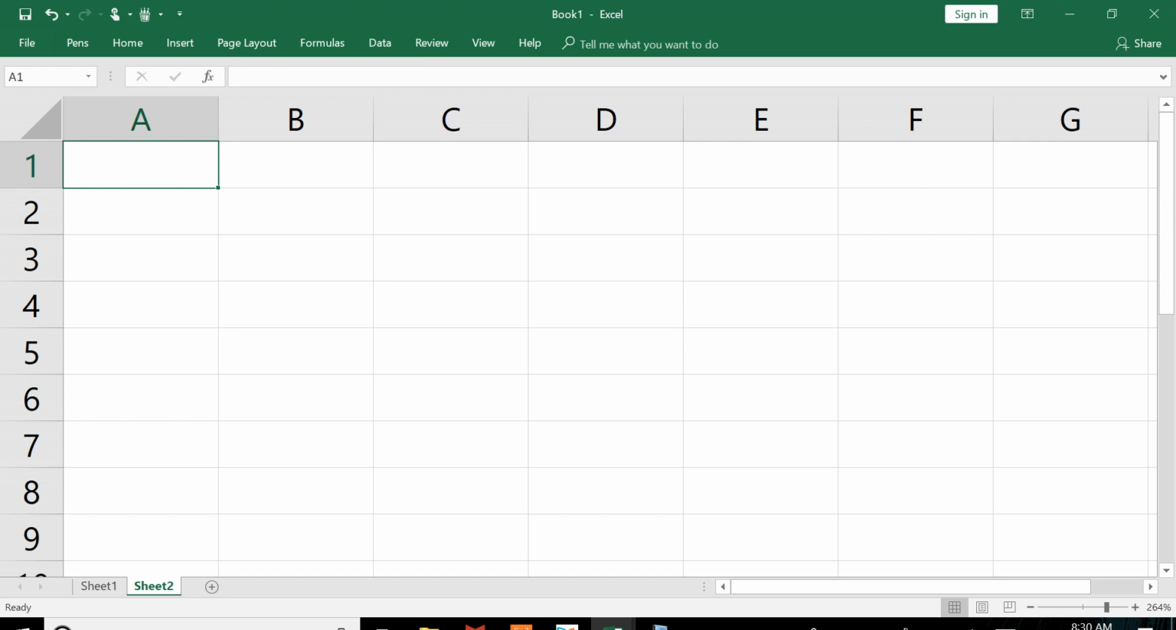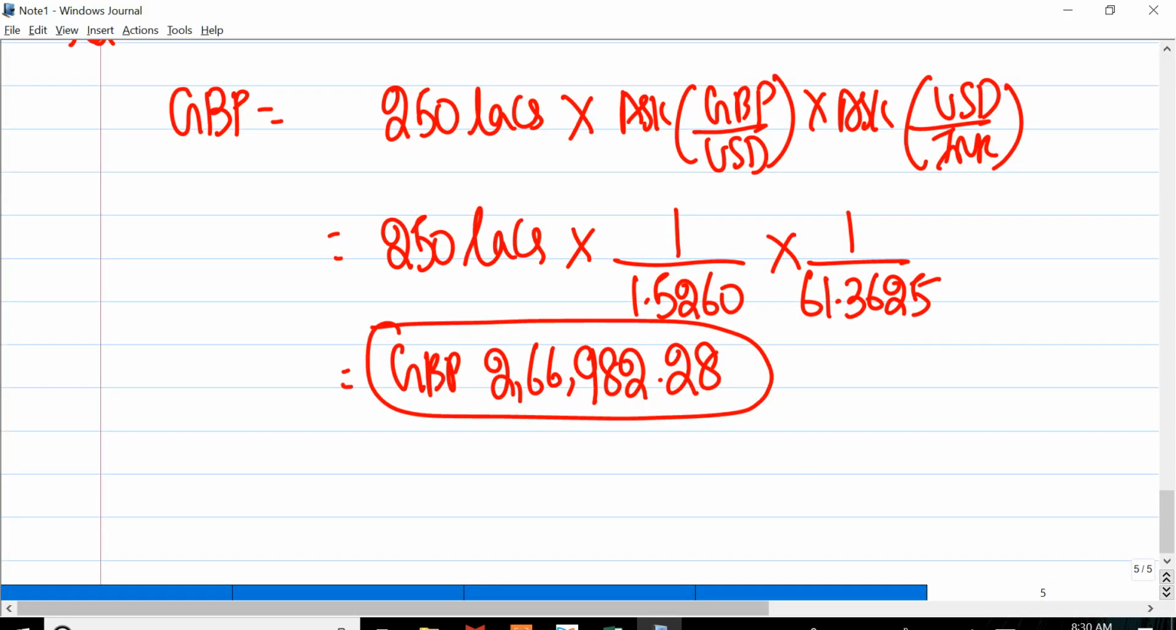Any doubts in this? Can you proceed? Any doubts in this question? You will get an answer of 266,982.28. As such, we didn't use the understanding of was true, not true there. It's just the known component and unknown component. Any doubts in this? Can we proceed? Clear?